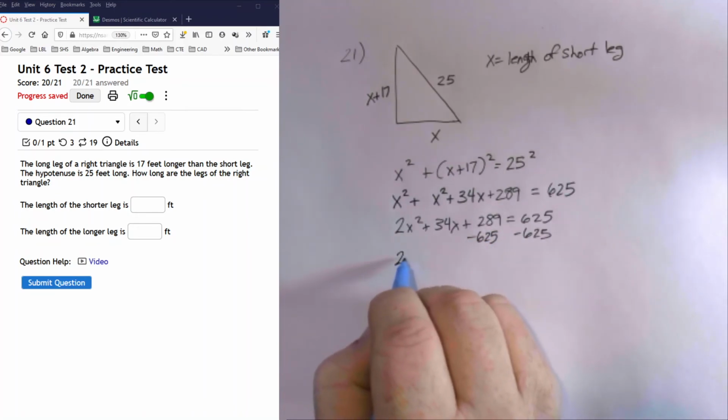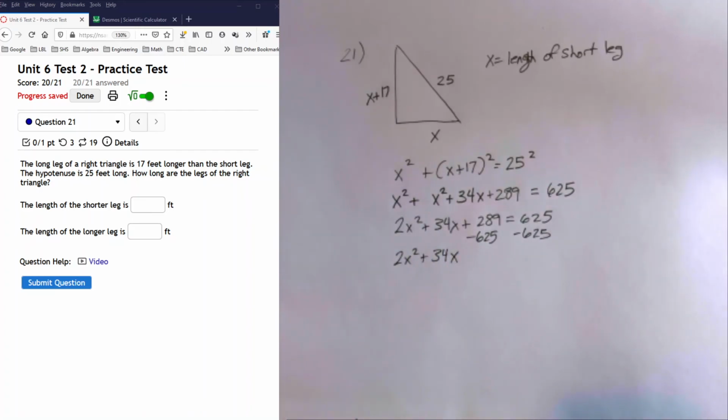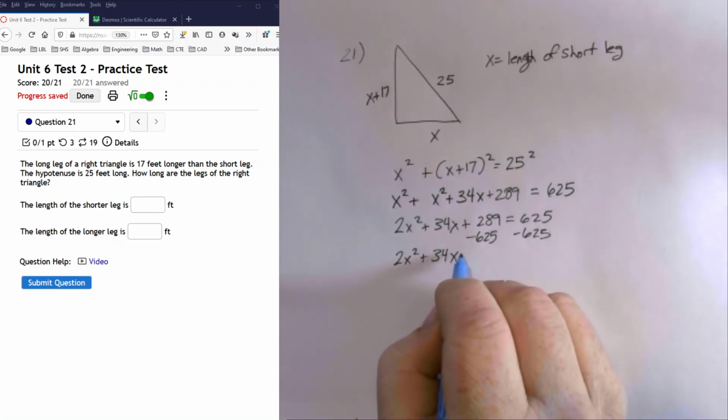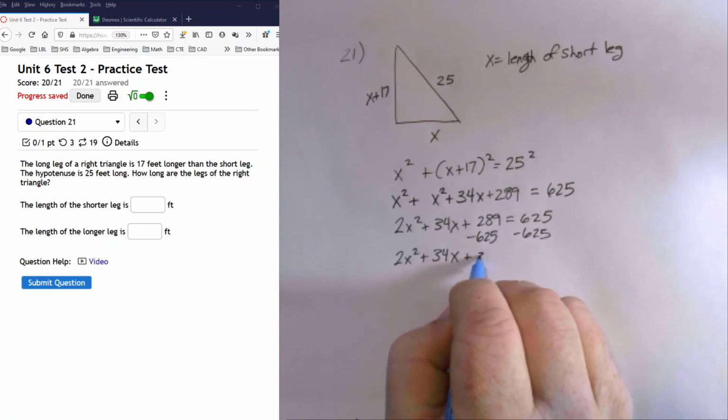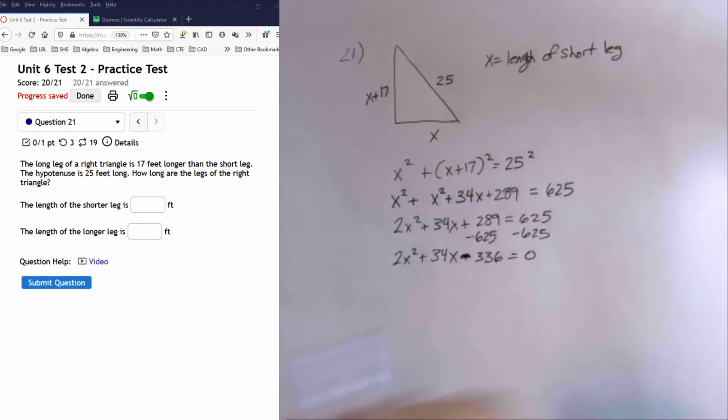And so I get 2x squared plus 34x. And let me do that subtraction real quick here. So we've got 625, 289, so we get 336. So that's going to plus, sorry, minus 336 is going to be equal to 0.